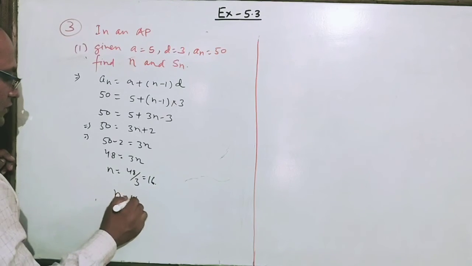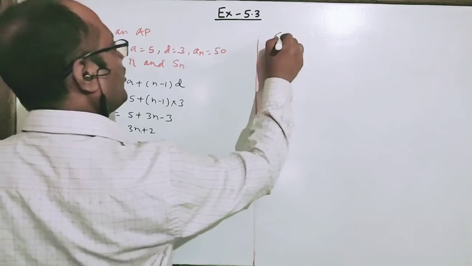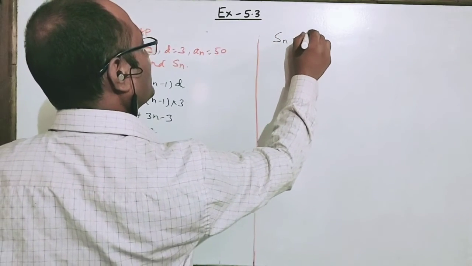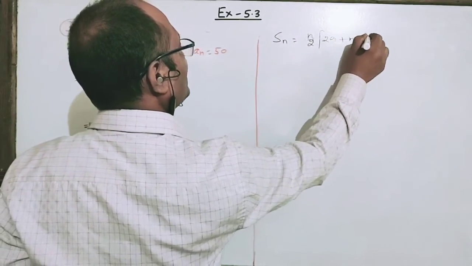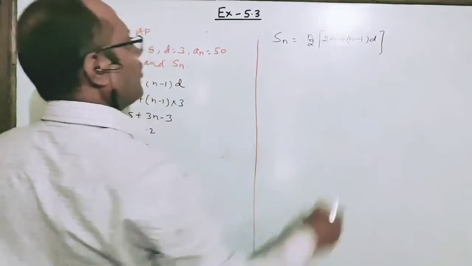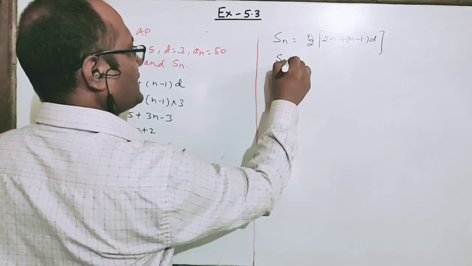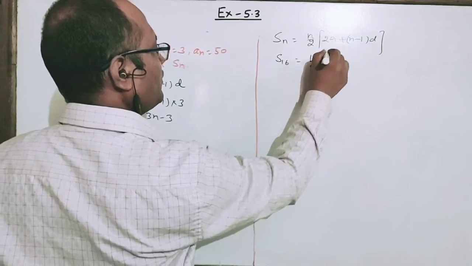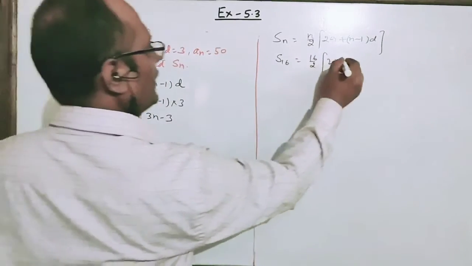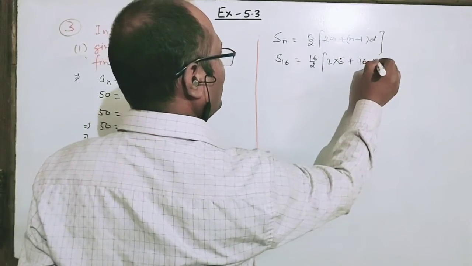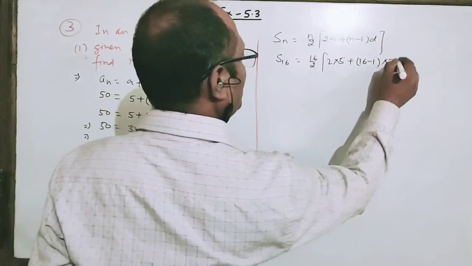Now n equals 16. So this is the half part of the answer. Now you have to find out Sn. Sn equals, again I am writing the formula, n by 2 into (2a plus (n minus 1) into d). This is the formula. So what is the value of n? 16. So we write S16 equals 16 by 2 into (2 into a, a is 5, plus (16 minus 1) into d). d is given, that is 3.